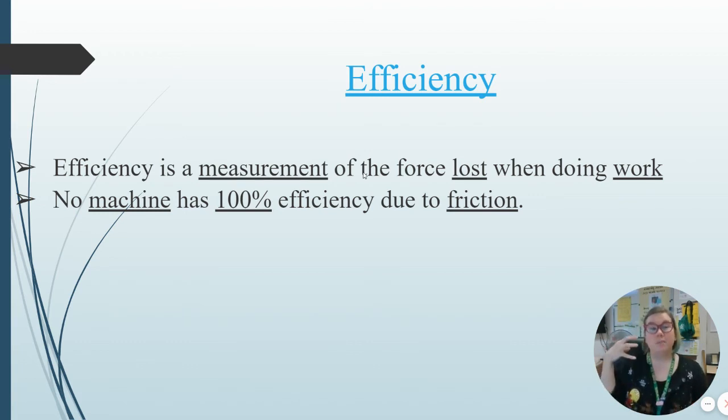When we talk about the efficiency of a machine, it's how close to 100% of that force that you applied, or that energy that you put in, is it? Because nothing's going to be 100%, right? We talk about it with cars a lot. How efficient are they? How far can you go on one tank or one gallon of gas? Same deal with our simple machines.